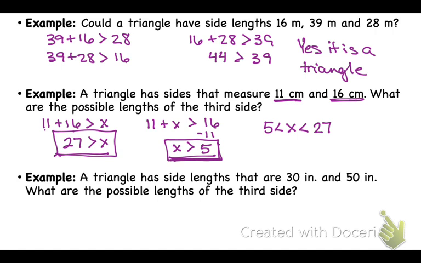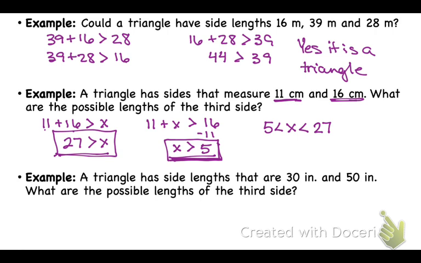Can it be equal to 5? No. Can it be equal to 27? No. But could it be 5.0001? Yes, because that's bigger than 5. Okay. So next one, we're going to do the same thing.